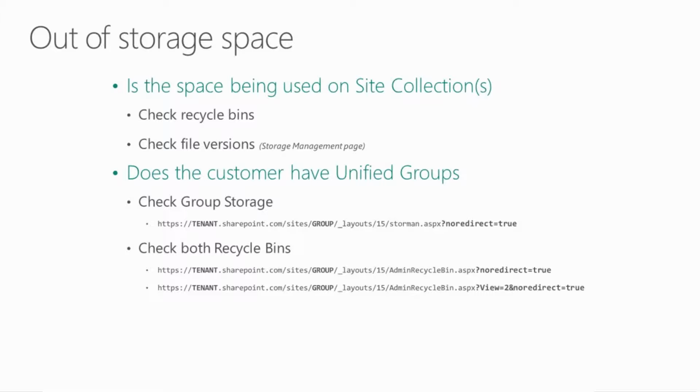The first one is basically the same idea as the one of the group storage. The second one is a bit more tricky because it is the second stage recycle bin, and it already has a query string there. So you have the view=13 on the query string, and because of this, you need to append an ampersand, noredirect=true, so you can access the second stage recycle bin.